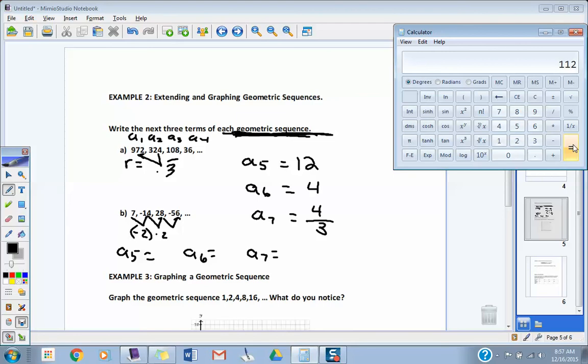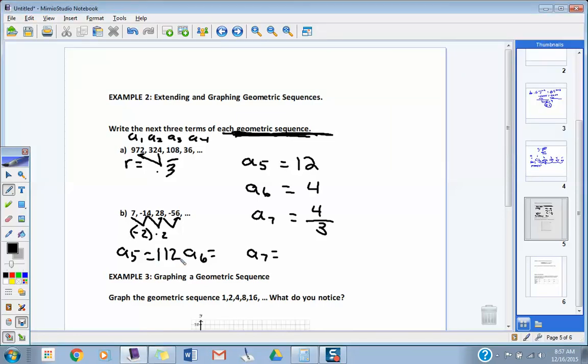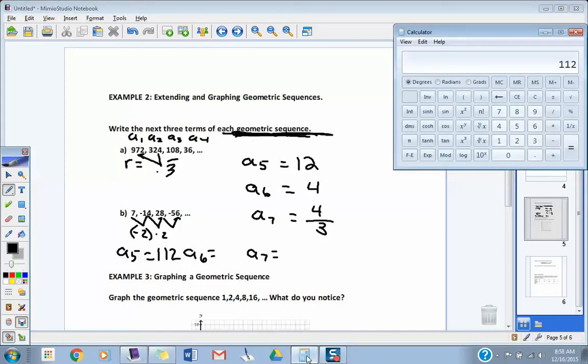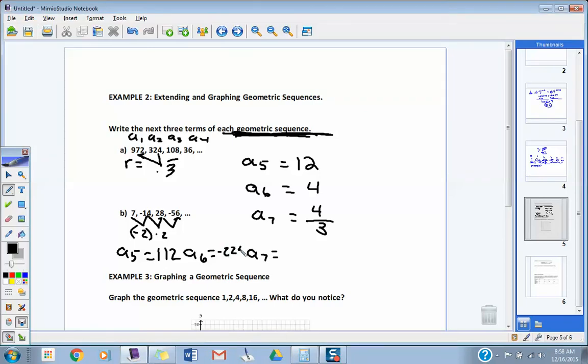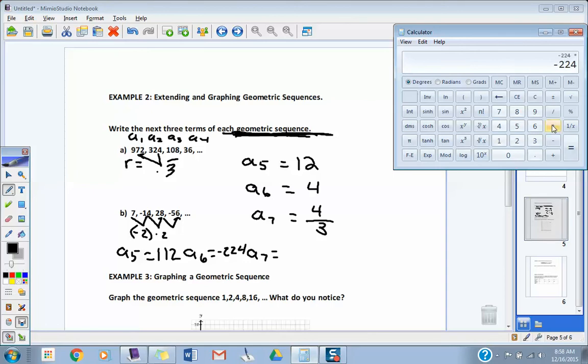Now we're going to use that 112 to figure out term 6. Take 112 times what value? -2 again. All right, so take this times -2 again. What do I get? -224. Finally, A7, seventh term in this sequence. Take -224 times -2. You end up with 448.